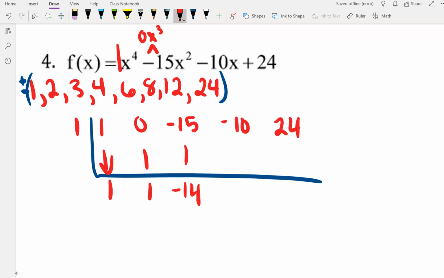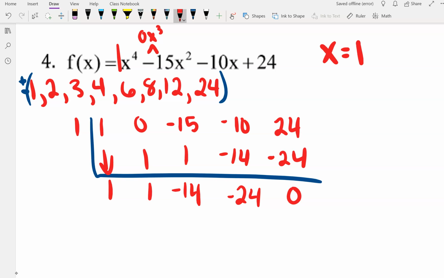Negative 14 times 1 is negative 14. Add straight down, I get negative 24. Multiply, I get negative 24. Wow, that was really lucky. What that means to me is 1 is a solution. I want to write that so that I don't forget that that is one of the solutions.